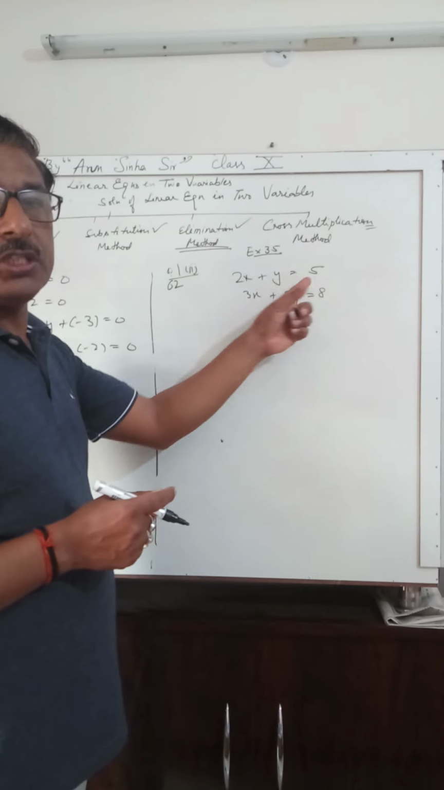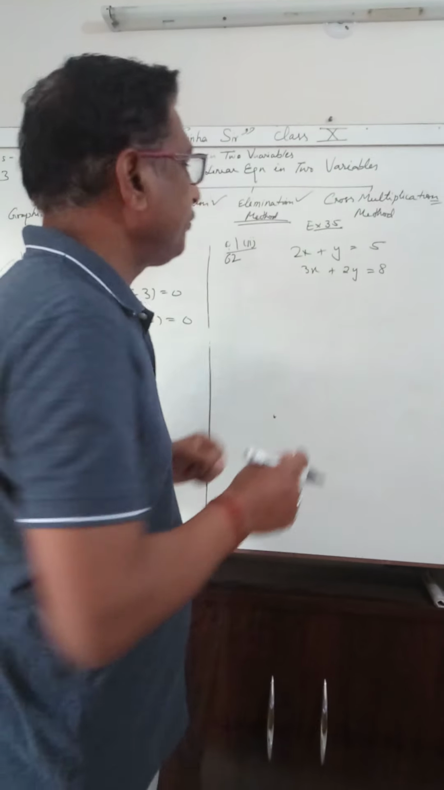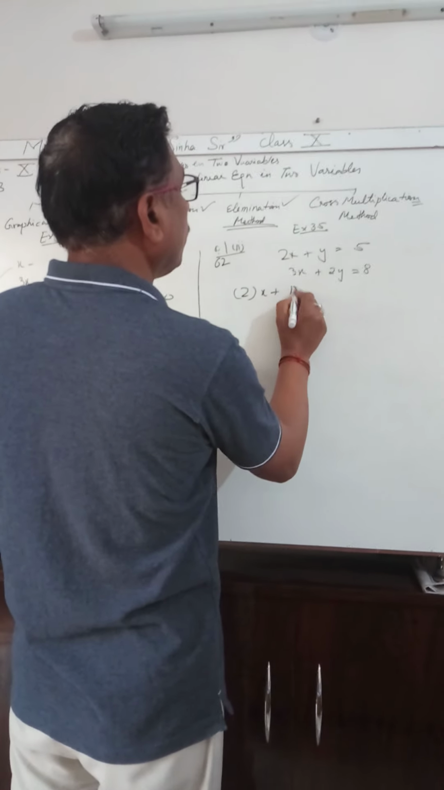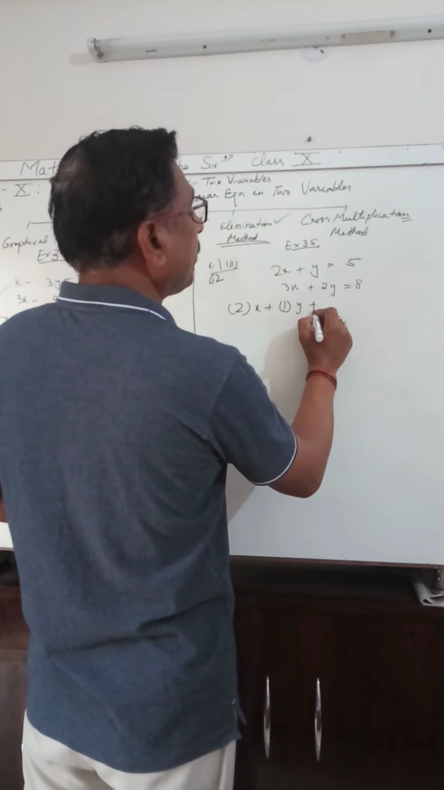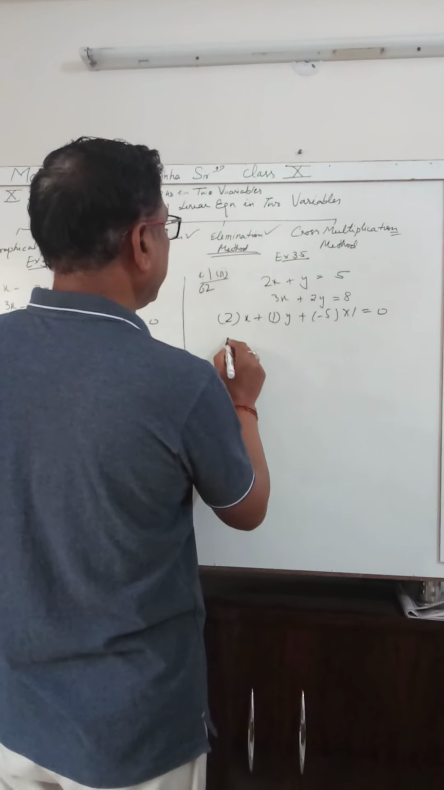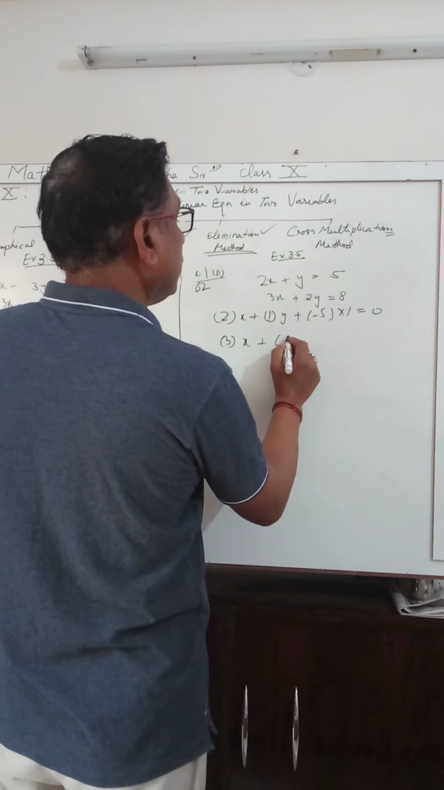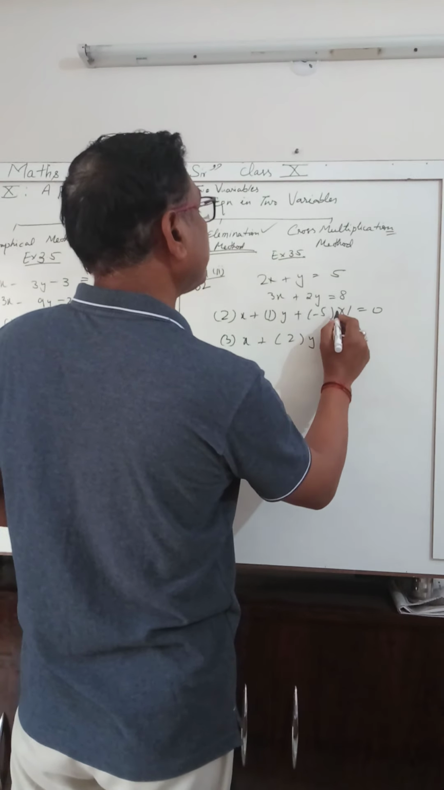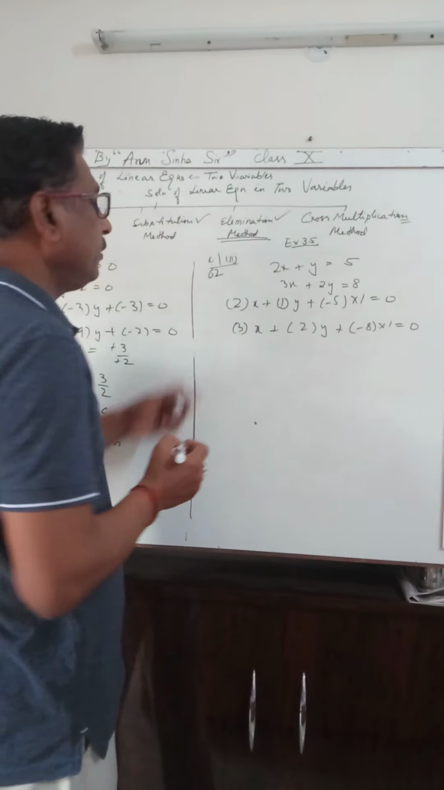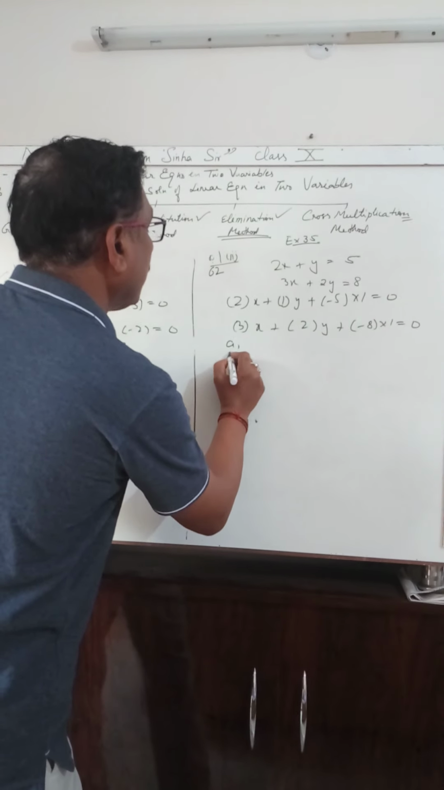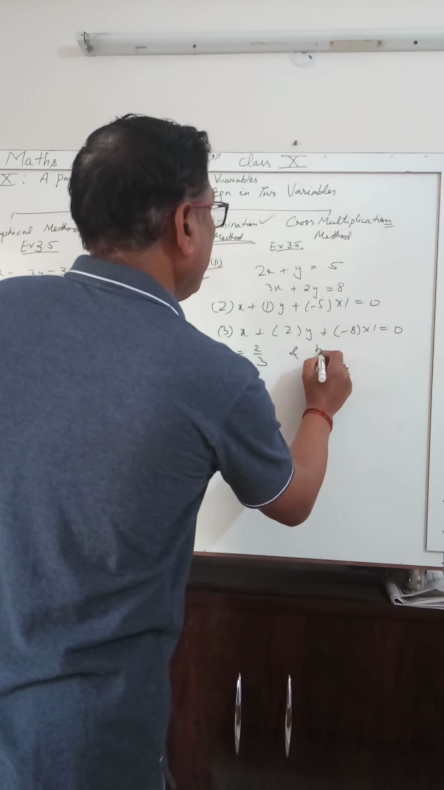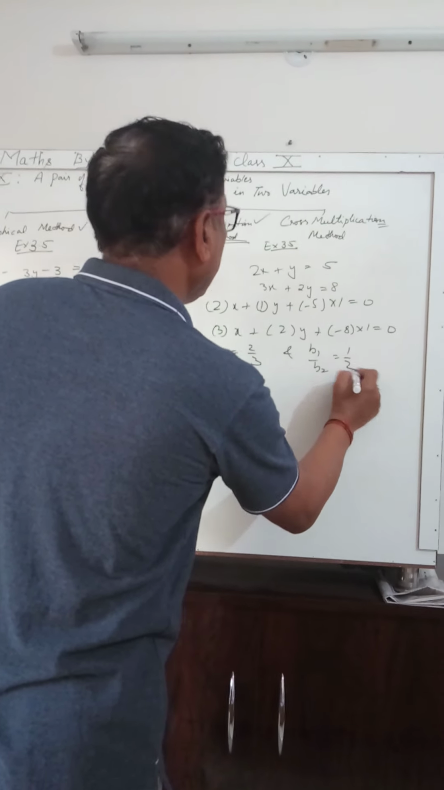Okay, children. First you just see whether the solution exists or not. Again, put it in the standard form. 2x + 1y, put this part minus 5, into 1 equal to 0. And second, 3x + 2y minus 8. Okay, children. Now you can see A1 upon A2 is equal to 2 upon 3 and B1 upon B2 is equal to 1 upon 2.